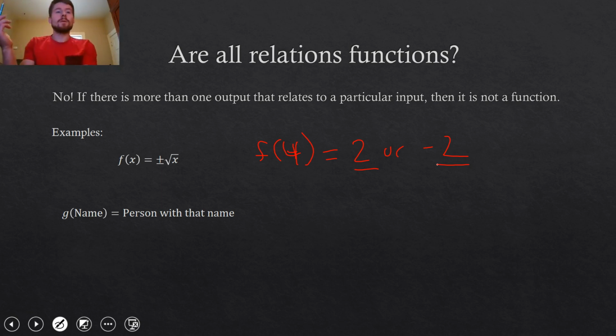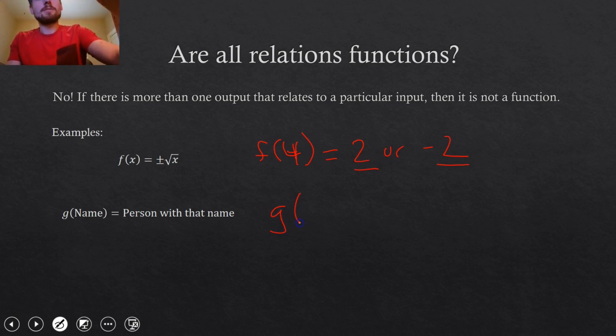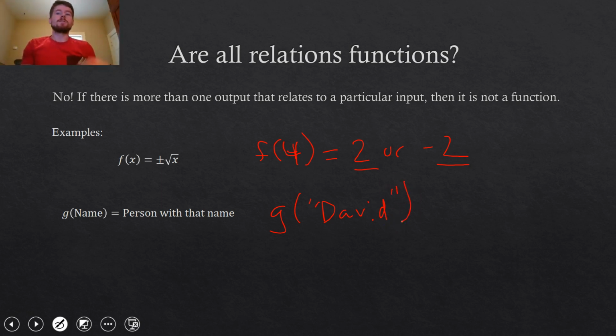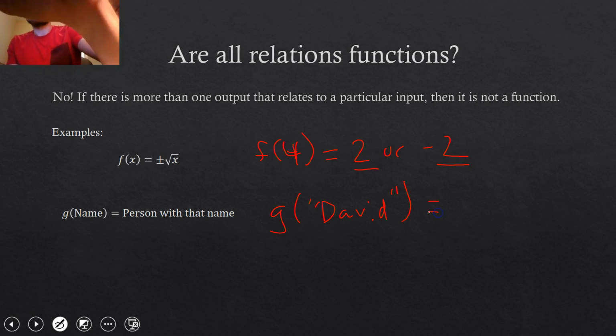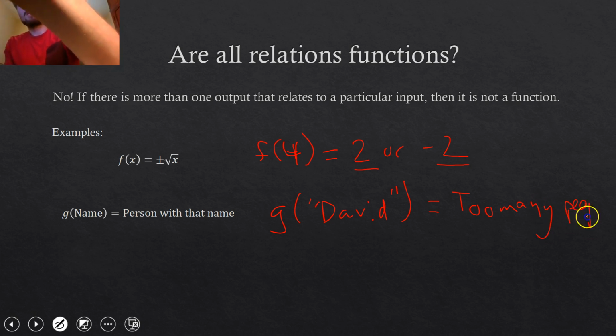You'll find other people. And so if you plug in G of David, there's no one answer. There's many, many people with that name. So this is not a function. Too many people. And so that wouldn't work.